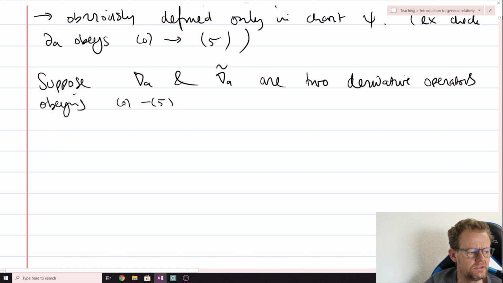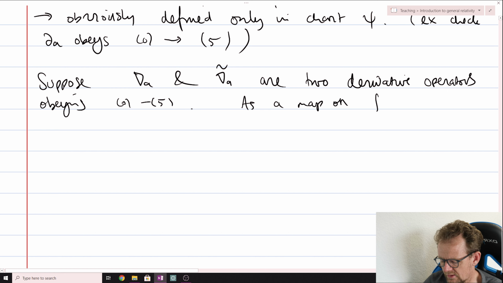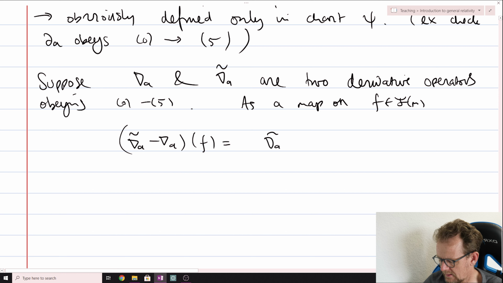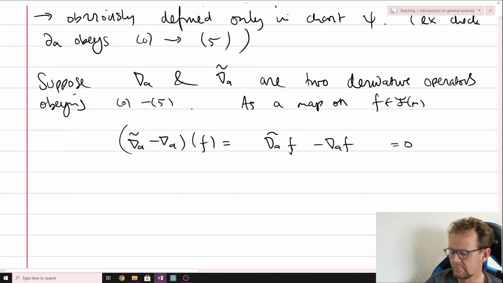And we're going to understand the freedom of definition that we have after applying all these conditions that a derivative operator has to obey. What's left over? What degrees of freedom are left over? So let's start with its action on scalar functions. As a map on scalar functions, smooth functions on the manifold, we learned that the difference between these two operators applied to a scalar function vanishes. Right? That's just a consequence of condition 4. So there's no freedom. On scalar functions, there's no difference between two different derivative operators. They're the same thing. They act the same way.